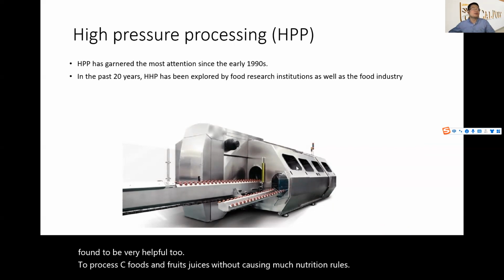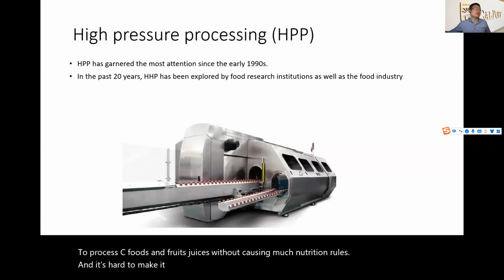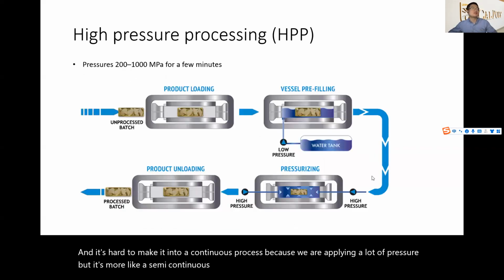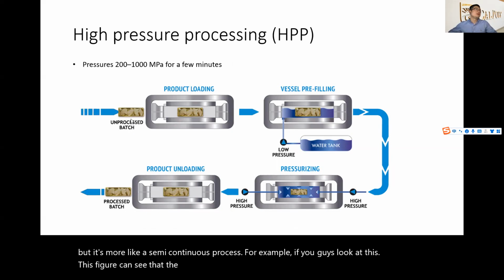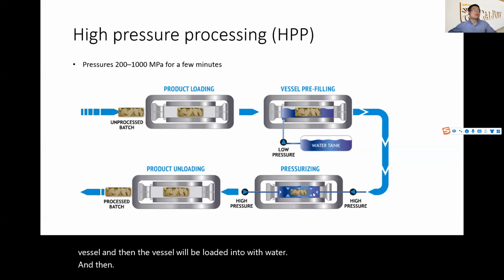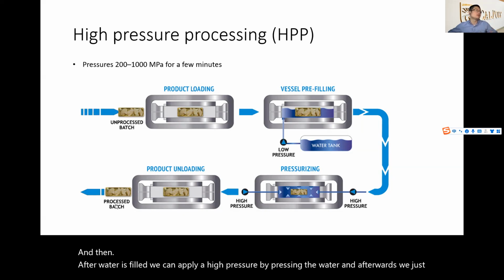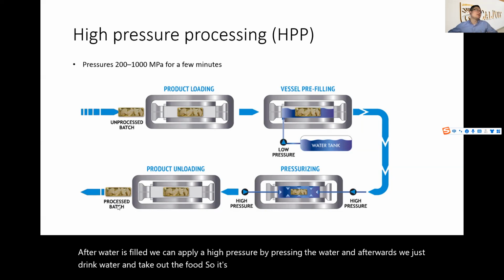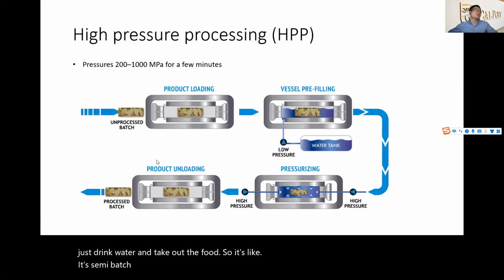And it's hard to make it into a continuous process because we're applying a lot of pressure, but it's more like a semi-continuous process. For example, if you look at this figure, you can see that the unprocessed food will be placed into a container, into the vessel, and then the vessel will be loaded with water, and after the water is filled, we can apply a high pressure by pressing the water. Afterwards, we just drain the water and take out the food. So it's semi-batch processing, kind of a mixture of batch processing and continuous processing.